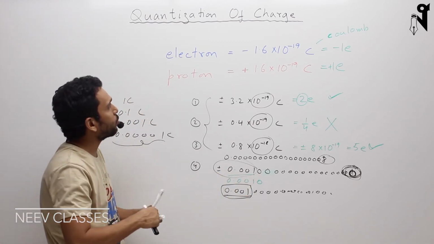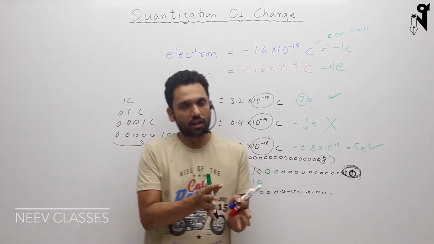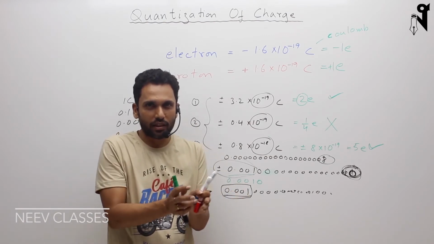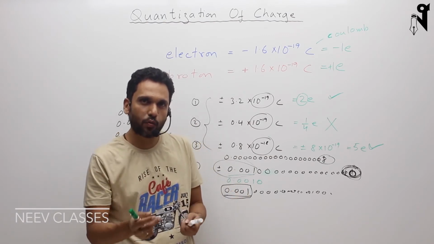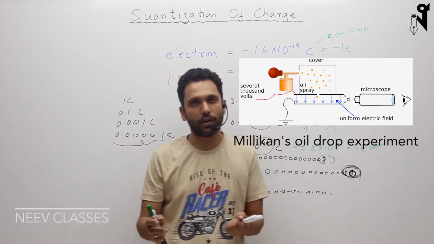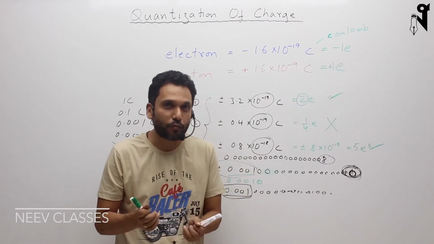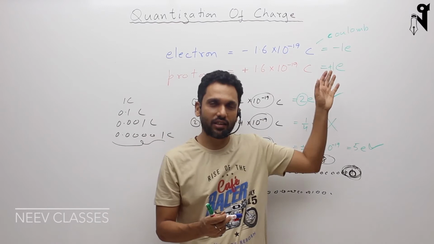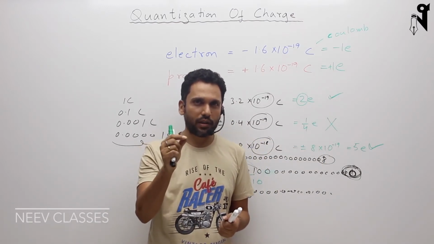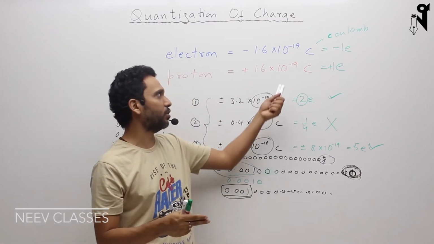So this is what is quantization of charge. Mind you, since charge comes in integral numbers of E, since it is quantized, that was the reason why we were able to find this value. So you can read Millikan's oil drop experiment, where the basic reason he was able to figure out how much the charge was, was that the charge on the oil drops, the tiny mist of oil which is formed, would be in integral multiples of a certain number.